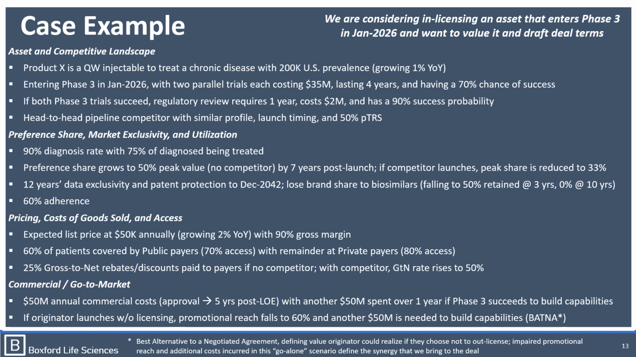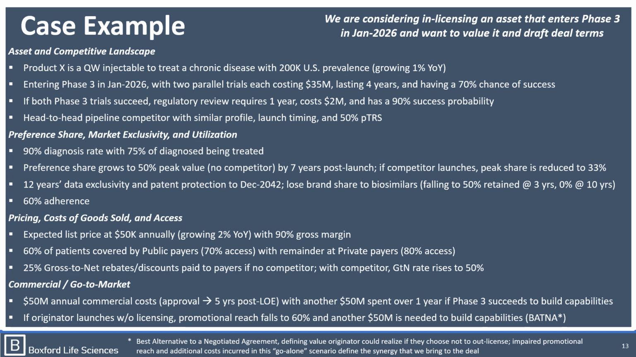When we enter phase 3 in January 2026, it's going to be with 2 parallel trials, each costing $35 million, lasting 4 years, and having a 70% chance of success. Here we're setting those as specific values. We could also, within PPFC, tie these into clinical trial simulations, where we don't demonstrate that in this example. If both of those phase 3 trials succeed, we move to regulatory review that takes 1 year, costs $2 million, and has a 90% probability of success.